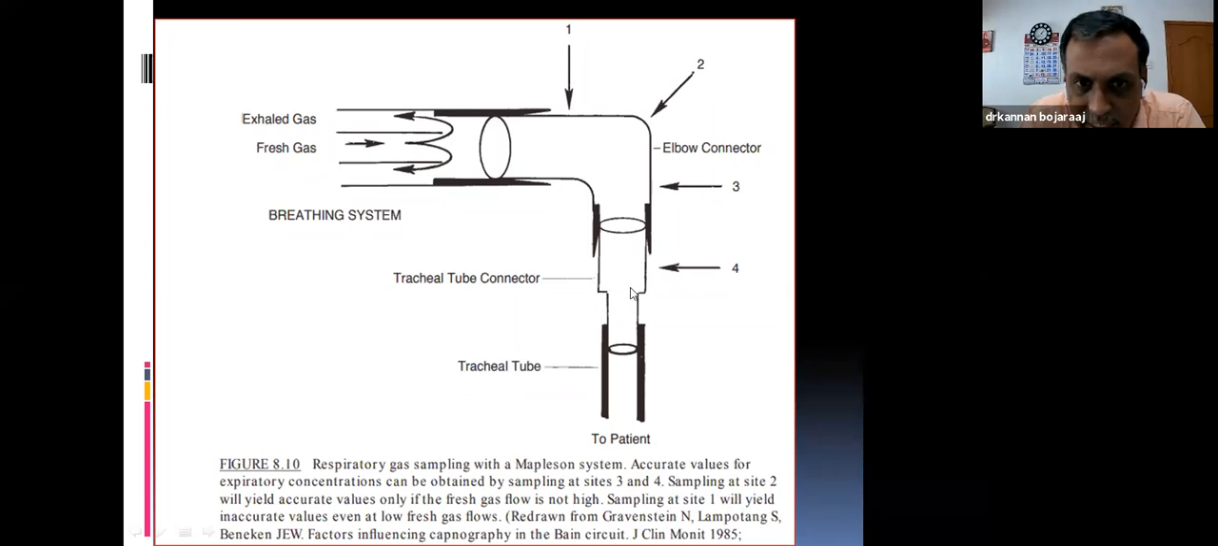And number 2, 3 and 4 sites: this site and this site are the elbow connector and the tracheal tube connector. If you put the gas sampling monitors near the tracheal tube connector and the elbow connector, sites 3 and 4 are ideal for respiratory gas monitoring in the Mapleson system for better results. But the problem is, if you put the probes here, it will increase the weight on the patient and drag. There is instability, malposition of the tracheal tube and connectors is possible, and kicking of the tube is possible, especially in the pediatric age group. Okay.